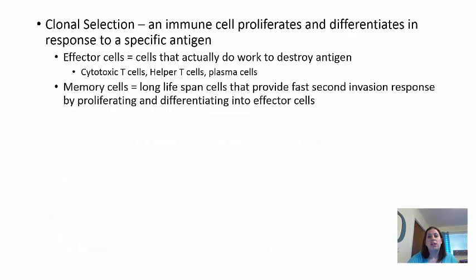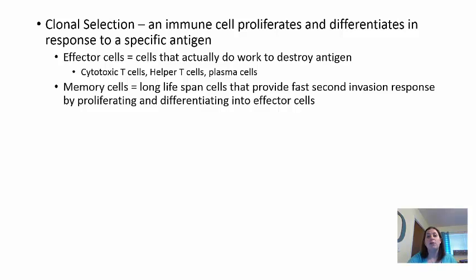Now, once we know something has come in that shouldn't be there, we have to build a response. And this is what we call clonal selection. This is when an immune cell, once it has encountered an invader, starts the process of proliferating, which means making more of itself. Okay, it goes through dividing, and it will differentiate, meaning that it's going to become very specific to that one antigen.